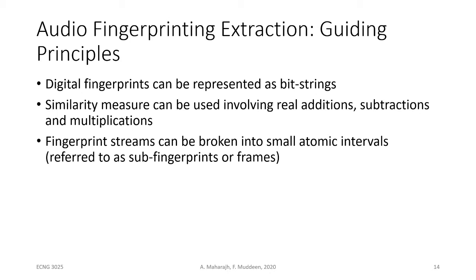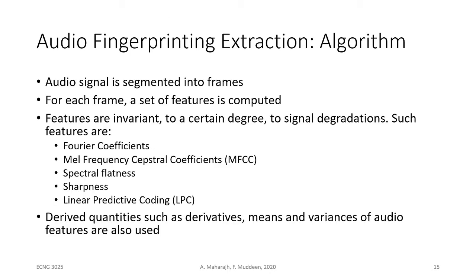So this brings us to the start of our audio fingerprint extraction algorithm. The audio signal is first segmented into frames. And for each frame, a set of features is computed. These features are invariant in nature to signal degradations. And 5 typical features that tend to be calculated for each frame would be the Fourier coefficients, the mel-frequency cepstral coefficients, referred to as the MFCC, spectral flatness, sharpness, and linear predictive coding. But for our general example of the audio fingerprint extraction algorithm, we'll be focusing on the Fourier coefficients that we have been seeing throughout the entire course.